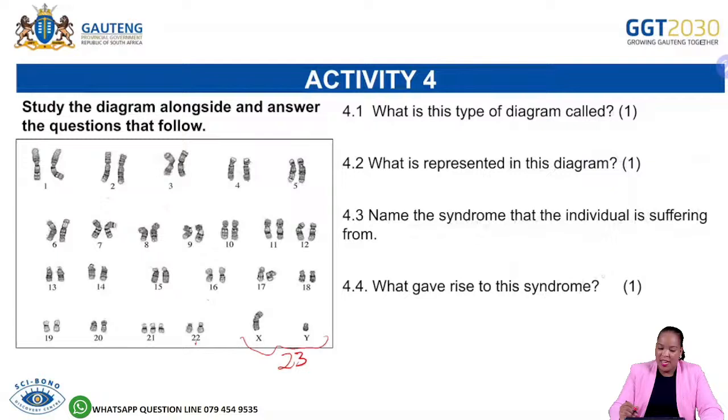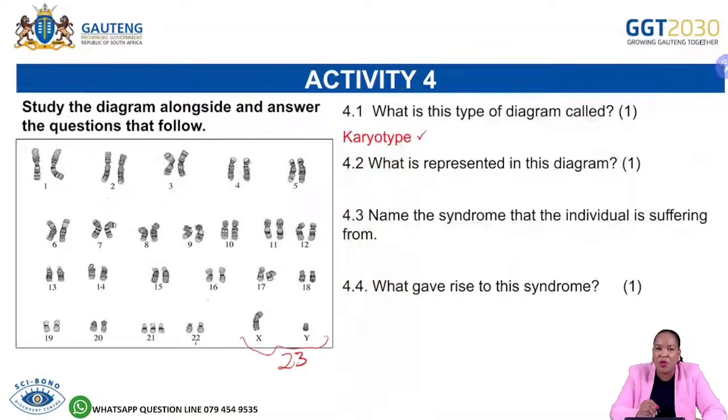Right. These ones were easy, so you were warmed up nicely with the first 3 activities. Now you are getting the hang of it. I hope you are ready to answer questions on abnormal meiosis and non-disjunction. Right. What is this type of diagram called? I did say in the previous question or activity that it is called a karyotype. Or you can say a karyogram, but please, nothing else than that.